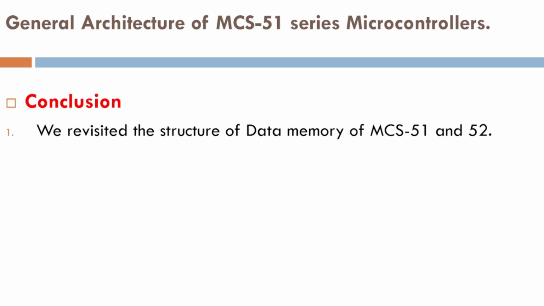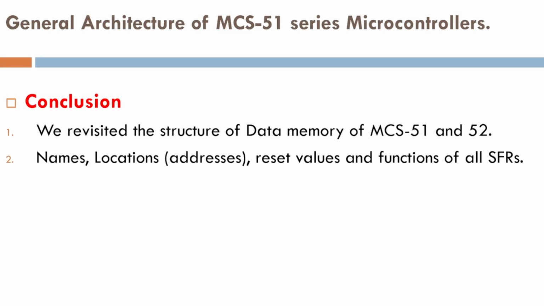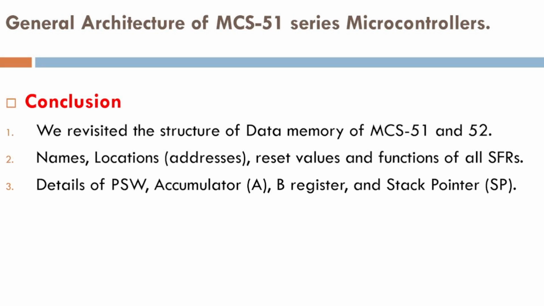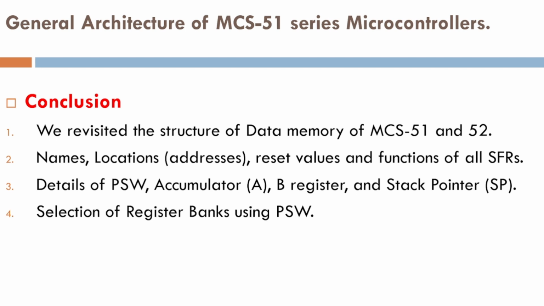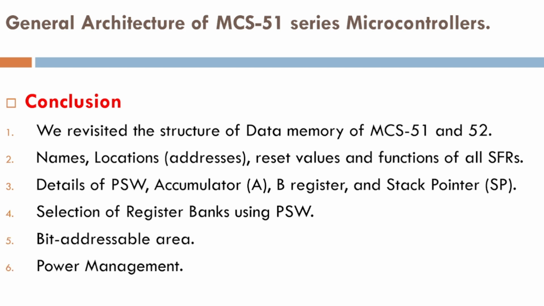In conclusion, we revisited the structure of data memory in the MCS 51 and MCS 52 microcontrollers, including the names, locations, addresses, reset values, and functions of all special function registers. We covered the details of the program status word, accumulator, register B, and stack pointer, as well as the selection of register banks using the PSW. Additionally, we explored the bit addressable area and the power management features.